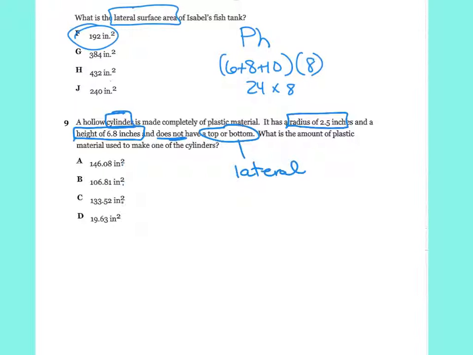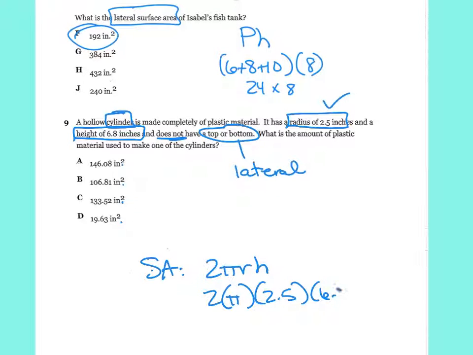So all these little squares tell us surface area. So I'm going to come under lateral surface area of a cylinder. And that formula is 2 pi r h. So 2 times pi times radius times the height. Plug it all in. So 2 times pi times 2.5 times 6.8 is 106.81.